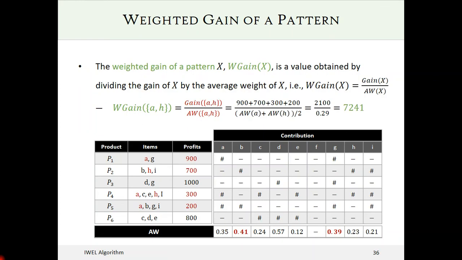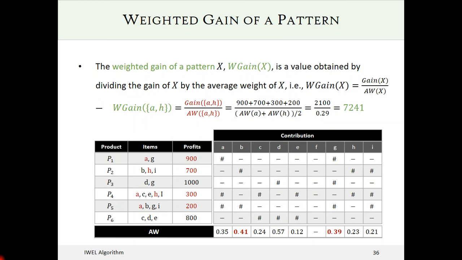Now we are ready to define a final concept which we can use to distinguish erasable patterns. This value is called the weighted gain of a pattern. The weighted gain of a pattern X, denoted by Wgain of X, is a value obtained by dividing the gain of X by the average weight of X. Let's first see an example for calculating it, and then we will discuss what this value really means.